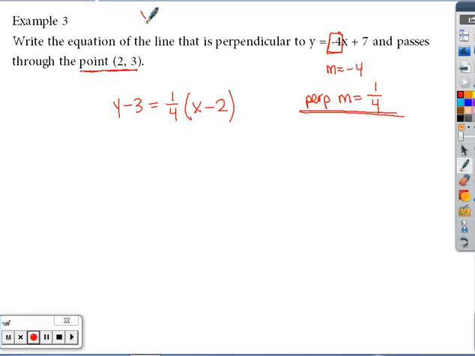You need to write these things down. Point slope. You've got to have this in your notebook, readily available to use anytime you need if you haven't memorized it yet.